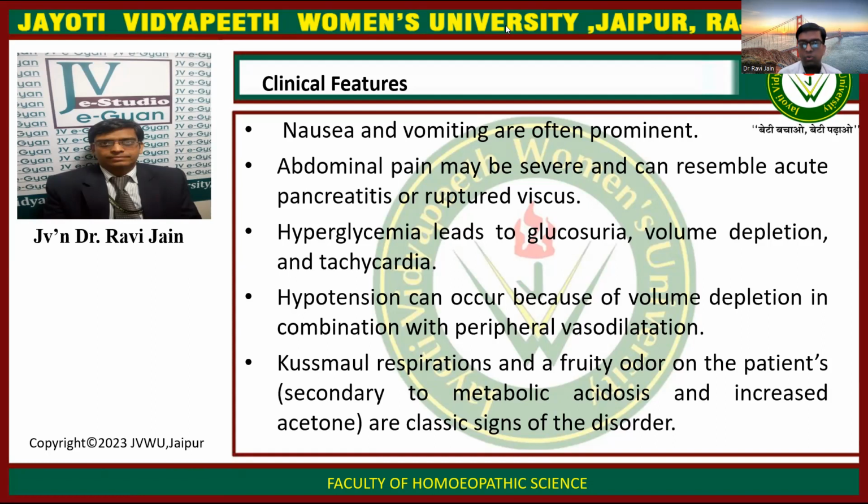Hyperglycemia leads to glycosuria, that is, presence of glucose in the urine, volume depletion, and tachycardia. Hypotension occurs because of the volume depletion in combination with peripheral vasodilatation. I have just told you that there is polyuria, and also there is peripheral vasodilatation that causes blood to pool in the peripheries.